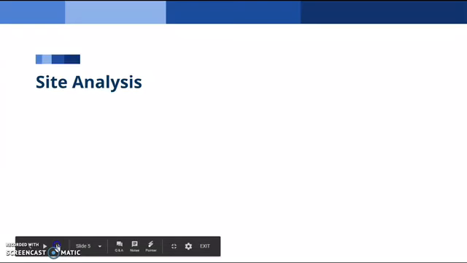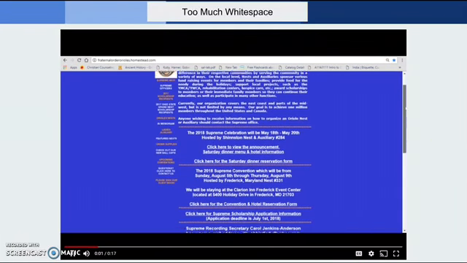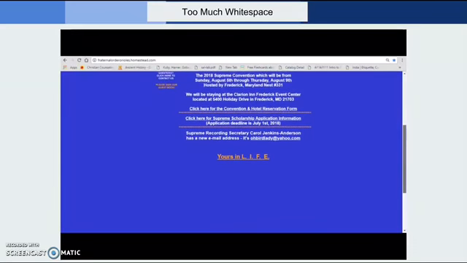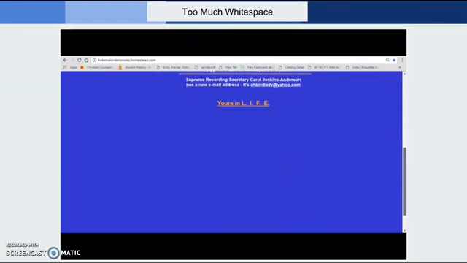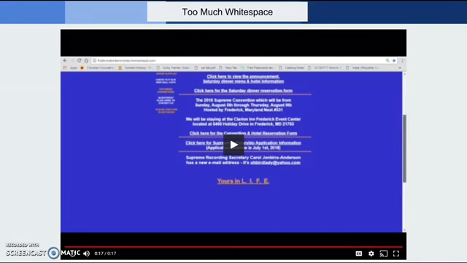Site analysis. This is an example of there being too much white space. Here I have pre-screen recorded an example. As you see, as I scroll down through the website, there is all of this white space between the organization saying and when the page was last updated. Also, there's white space on both sides of the page.